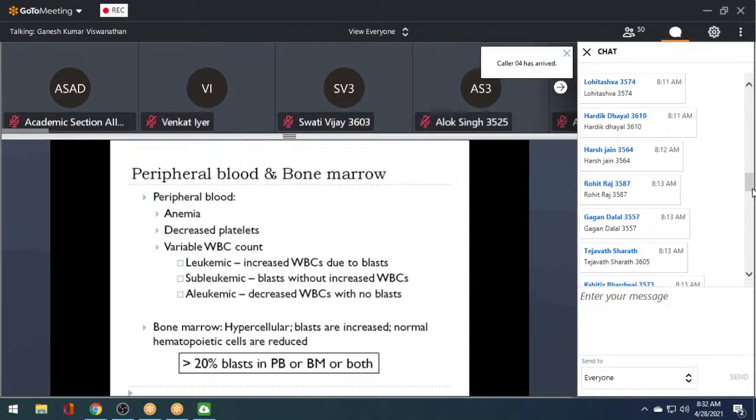You have to remember that normally also the bone marrow can have blasts. So for acute leukemia, you have to have increased number of blasts, and the cutoff is 20%. So you should have at least 20% blasts in the peripheral blood or bone marrow, or both.